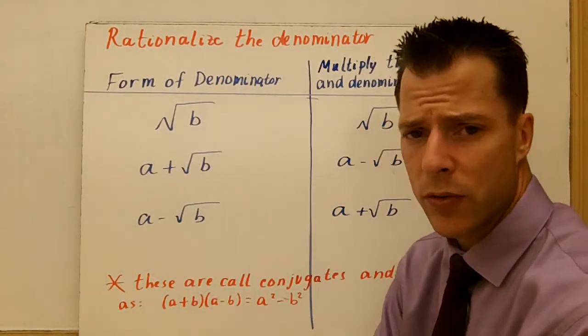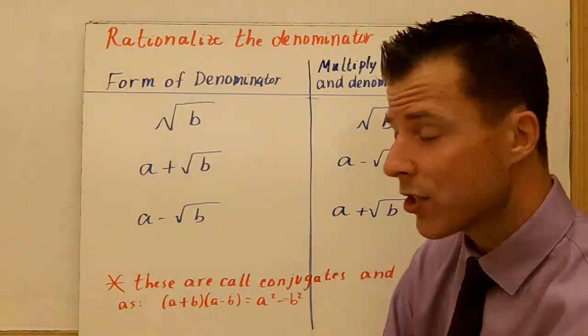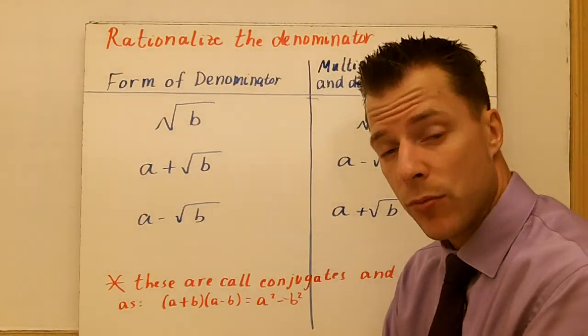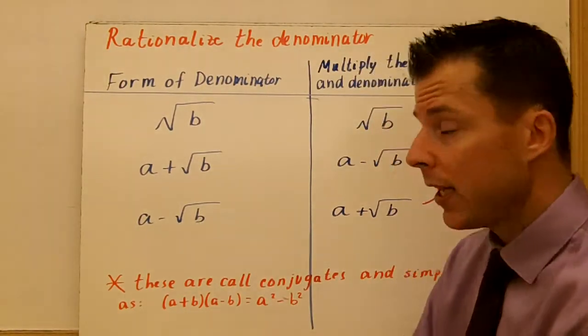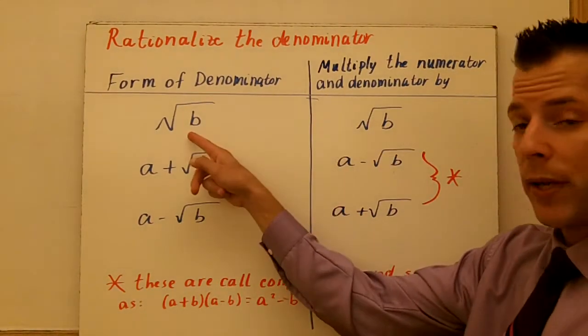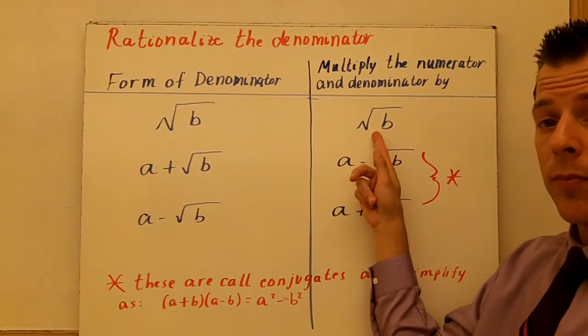So there's three ways we can write these roots. If you look at your fraction and you see one of these three things in the denominator, we're going to multiply the numerator and denominator by these three things. So for example, if I see root b in the denominator, I'm going to multiply the top and the bottom of that fraction by root b.